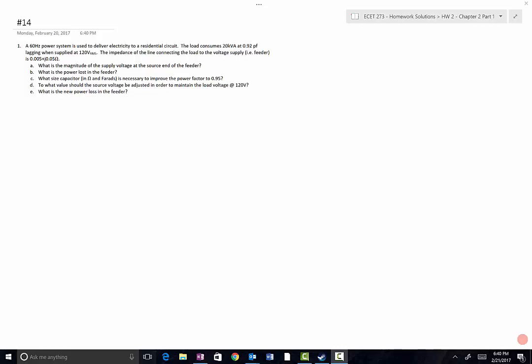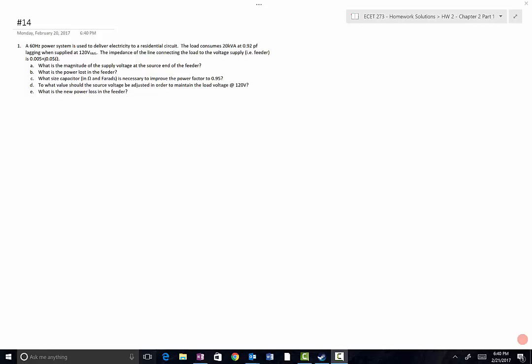Homework Solution 2.14. A 60 Hz power system is used to deliver electricity to a residential circuit. The load consumes 20 kVA at 0.92 power factor lagging when supplied at 120 volts RMS. The impedance of the line connecting the load to the voltage supply is 0.005 plus j0.05 ohms. What's the magnitude of the supply voltage at the source end of the feeder?